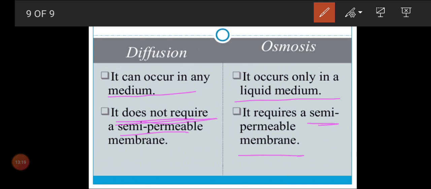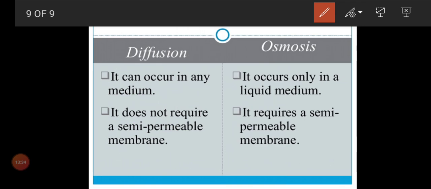This is diffusion and this is osmosis. Both go higher to lower, but osmosis is only water with a semi-permeable membrane, while diffusion has no need for a semi-permeable membrane. That's all about your concept, children.